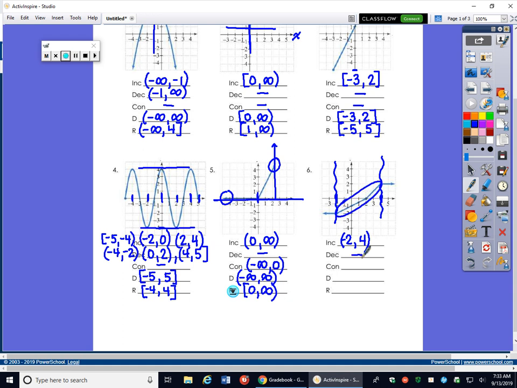No decreasing. We do have several places where it's constant. It's constant from -infinity all the way to -2 with a parenthesis, because that's a change of direction. And it's also constant from 4, is that a change of direction, to infinity. It's constant as well. Domain's going to be -infinity to infinity because we have arrows at the beginning and at the end. And then your range is going to be from -2, that's the lowest point with a bracket because it exists, all the way up to +2 with a bracket because it exists. And we're done.